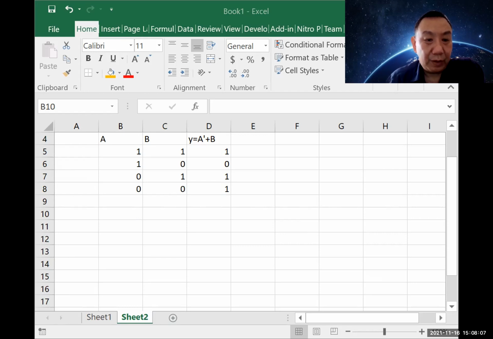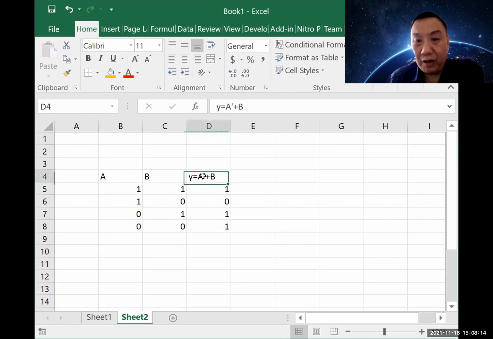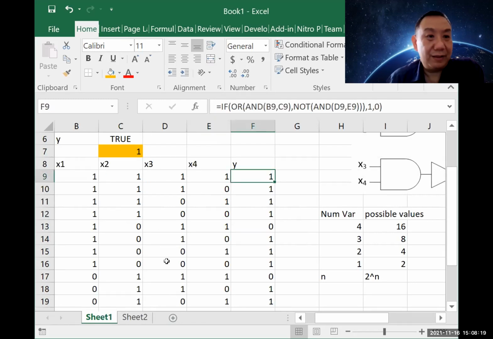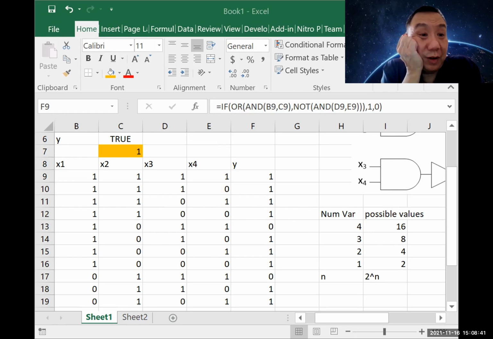Now, this is an example of a Boolean function, isn't it? This is again an example of a Boolean function, right? Okay, so now if you have only one variable, what is the Boolean function of one variable?